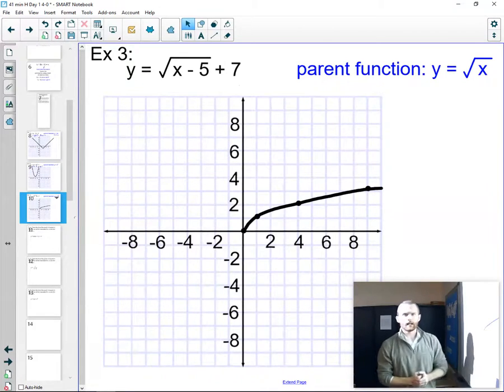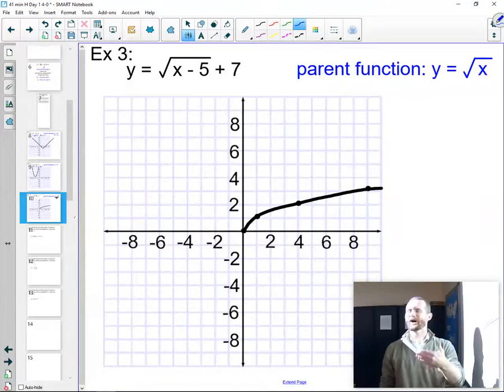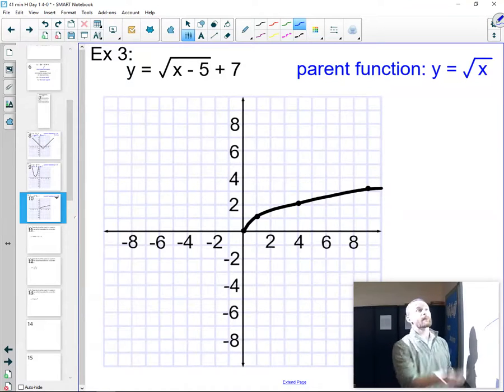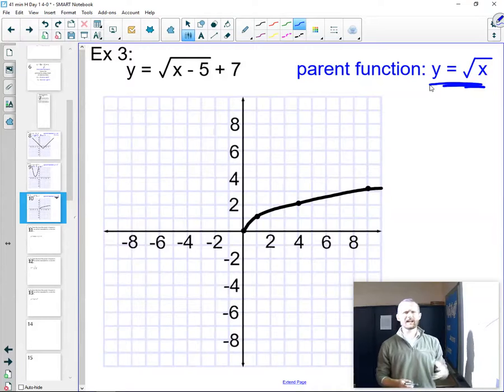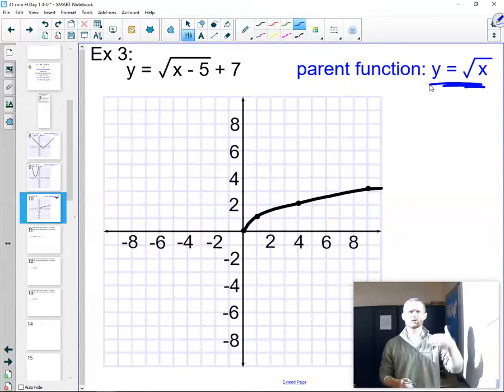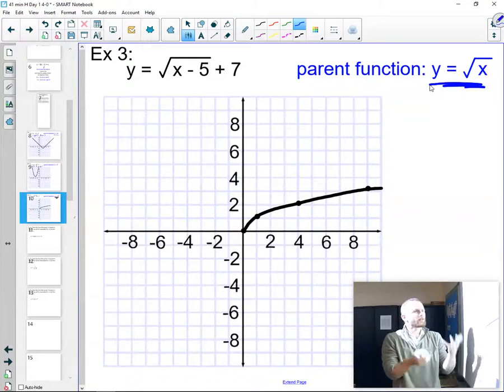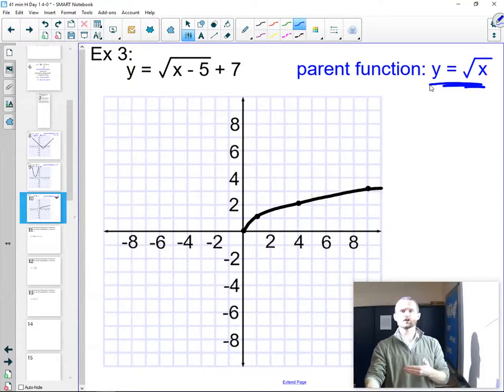Example 3. We've got y equals the square root of x minus 5 plus 7. Again, the parent function is y equals the square root of x. Now, you may not have seen a function like this before, a radical function, a square root function, but who cares? The beauty of these translation rules is that they work for every single function you're going to see.